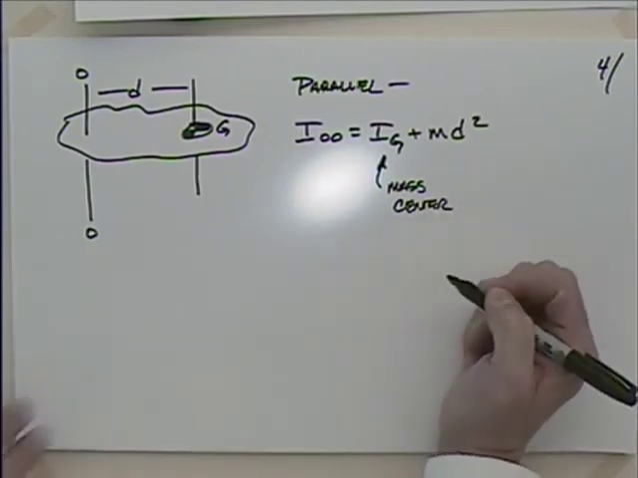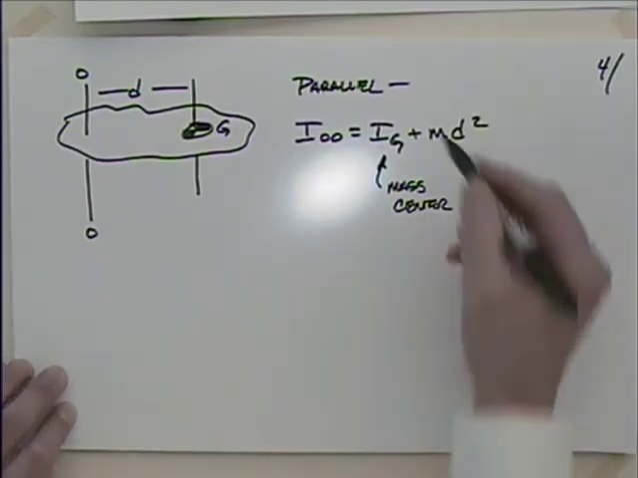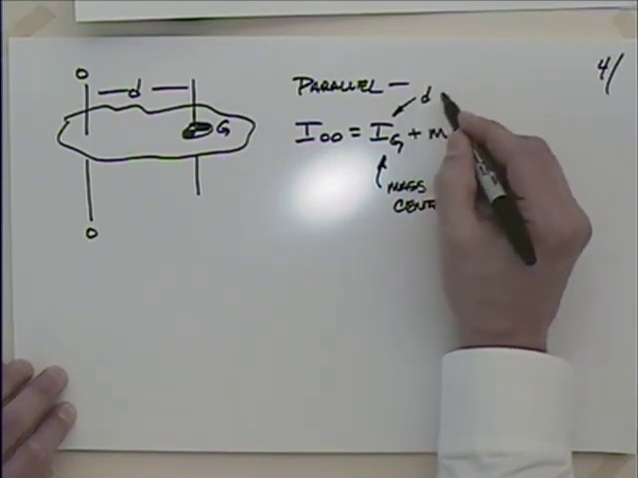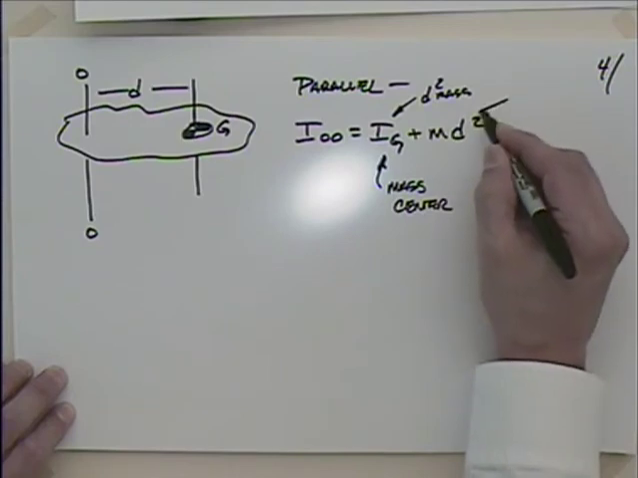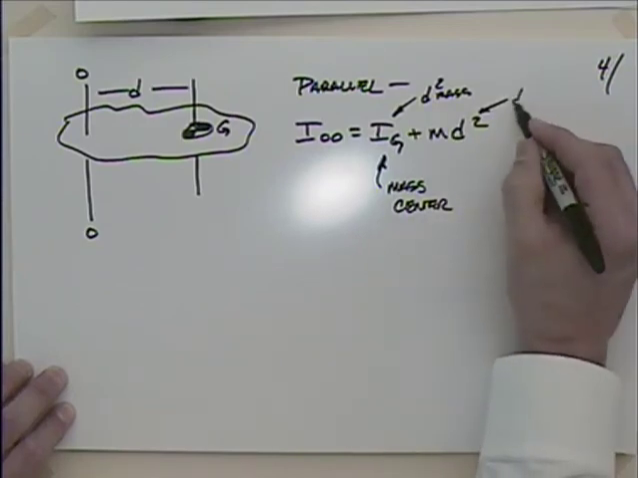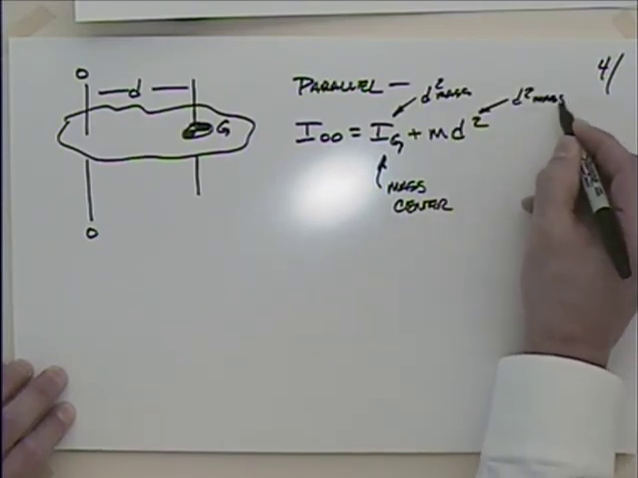Okay. Do the units work out on this? I mean, if this has units of what? Distance squared times mass. What's the units on this going to be? Distance squared times mass, right? So the units work.